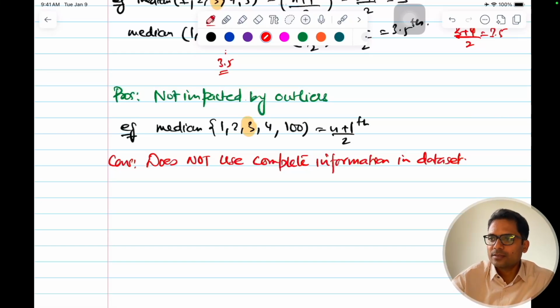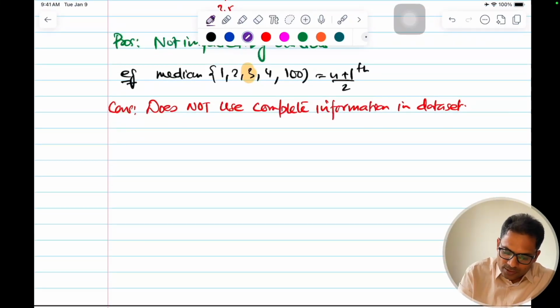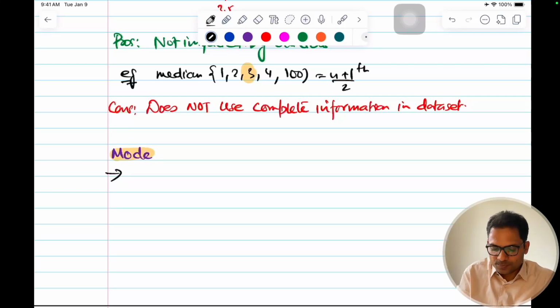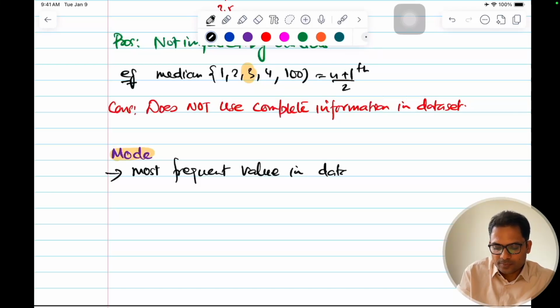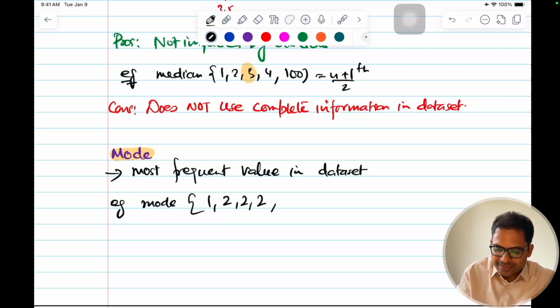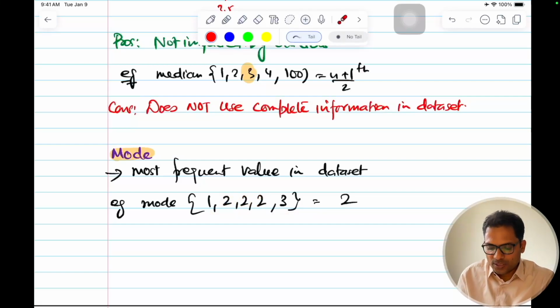I hope median is clear. Then the next is simple mode. What is mode? Mode is the highest frequency, the most frequent value in the dataset. For example, the mode of 1, 2, 2, 2 and 3. What will be the mode? It should be equal to 2 because 2 is there 3 times. This is the mode, the most frequent value.